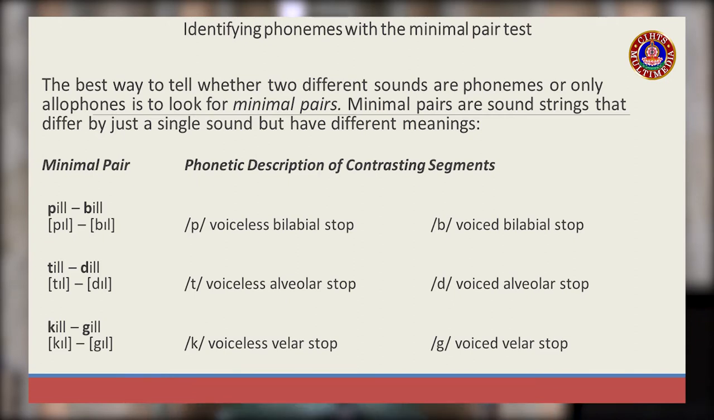Stop is the sound when you stop the air and then release it. So pa is one of them. Ba, you can write it as a voiced bilabial stop. Now, minimal pair means the minimum sound which changes the meaning, according to these properties of phonetics, are called minimal pairs. So in this case, the minimal pair is P and B.